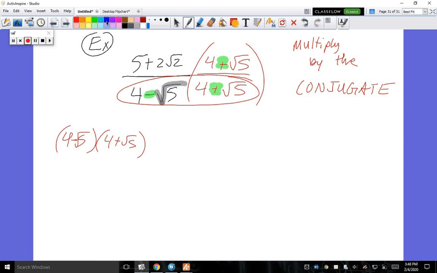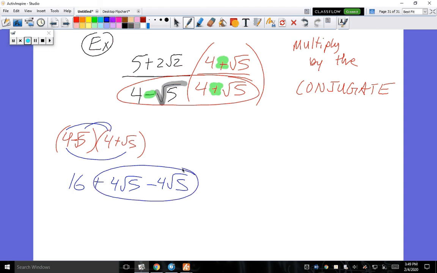Again, this is what you're doing next time we see each other anyway, so get a little practice. We get 16. What's the outside term? 4 minus root 5. Positive 4 root 5. What's the inside terms? Negative 4 root 5. Look at that. Those go to 0. And then what's the last going to give me? Negative 5. So all of that denominator simplified to 11. That's crazy. No more square root.